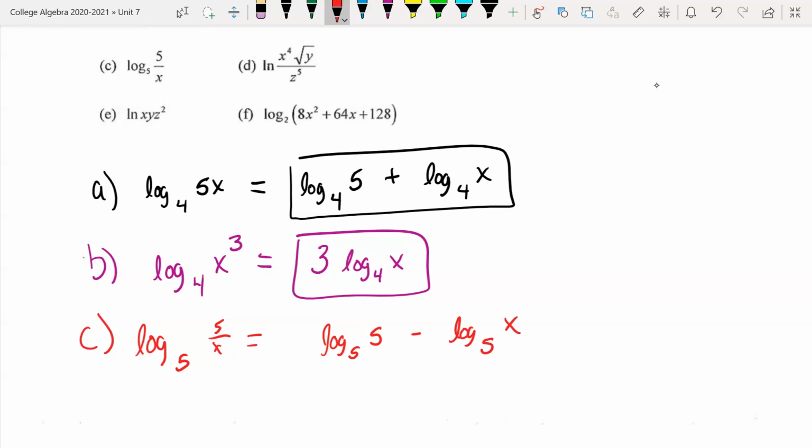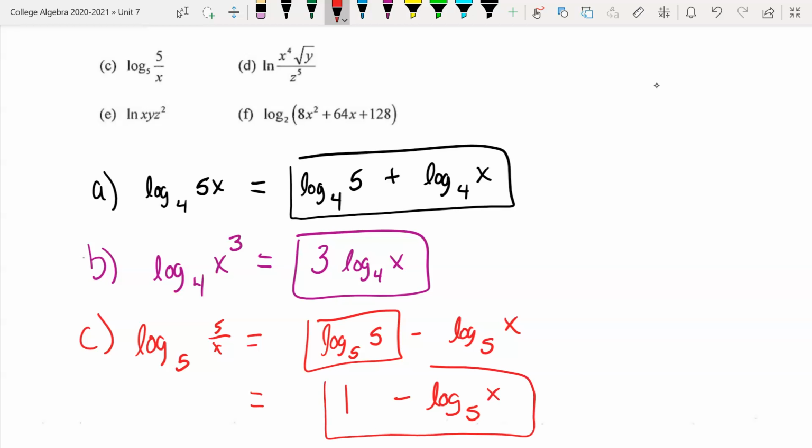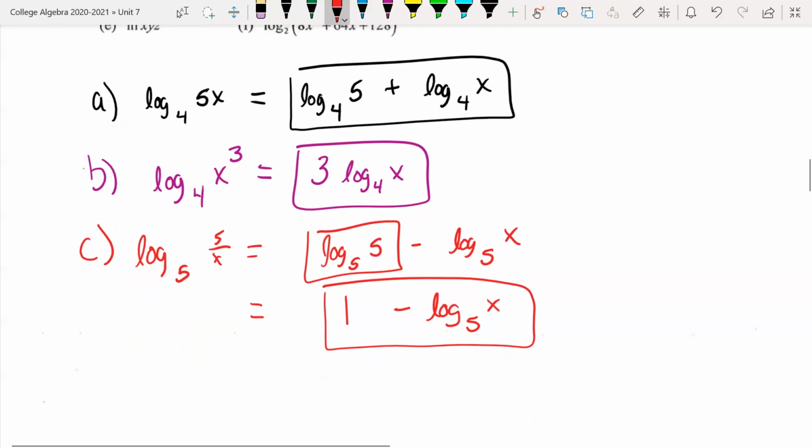Now this is also a property. Log base 5 of 5, if they're the same, that's just going to be a 1. So I'm going to rewrite it as 1 minus log base 5 of x.